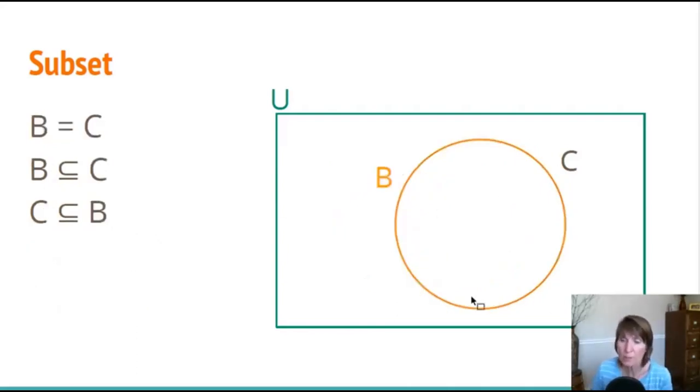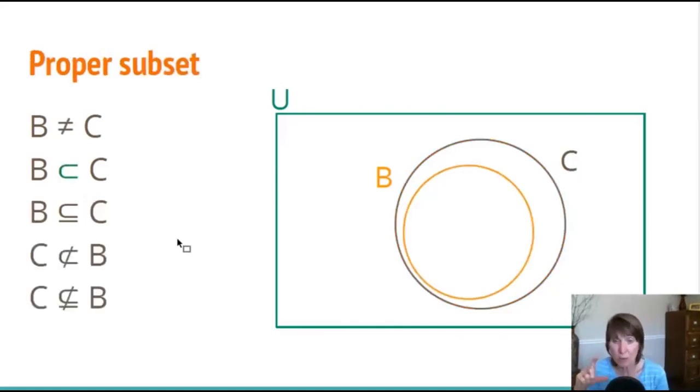Now notice what happens when we have B and C, two different sets that are equal. So here is a Venn diagram that shows that B and C are equal, which means B is a subset of C because every element of B is in C. And also C is a subset of B because every element in C is also in B. This is also a subset.